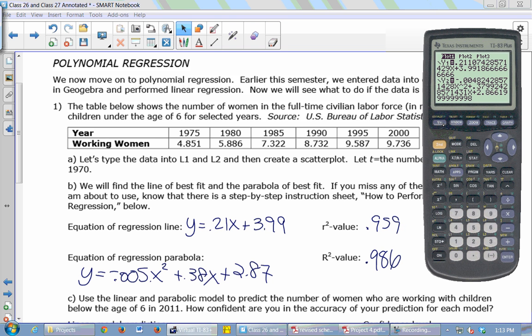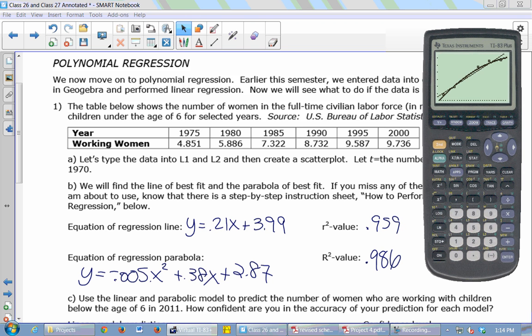When I go to y equals, I should have magically pasted the quadratic regression into y2. And I'm just going to have this graph a bold line so I can tell the difference between the two. And graph. So there's my data with my best fit line, and here's my data with my quadratic regression. A little bit better.